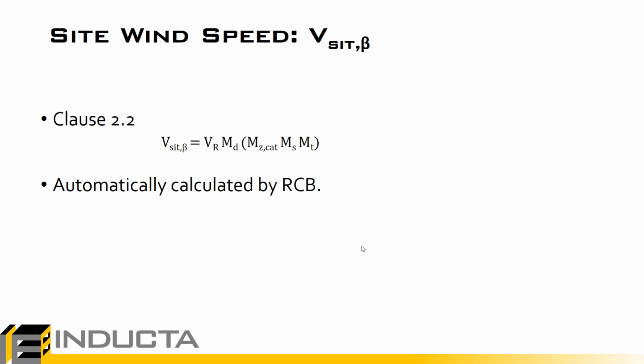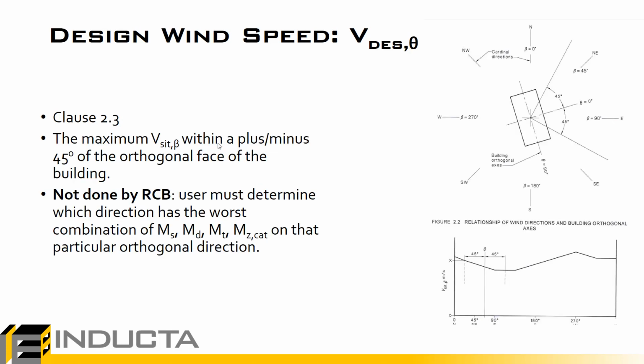So using these multipliers, the program automatically calculates a site wind speed. So we have the VR value that is determined from the recurrence interval, and then we have the various factors that we've input, and the program automatically determines a site wind speed for us to clause 2.2. Then what the program assumes is that the site wind speed is equal to the design wind speed.